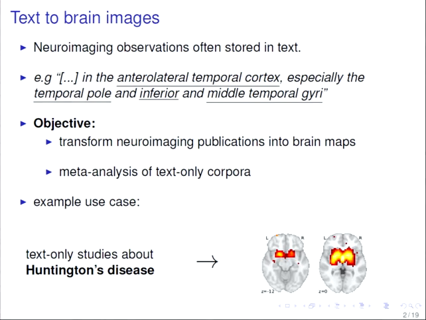So our objective is, given a text, to map it back into the original continuous space and translate it into a brain map so that we can then leverage large corpora of unstructured text and ask questions like which brain regions are relevant for studying Huntington's disease.